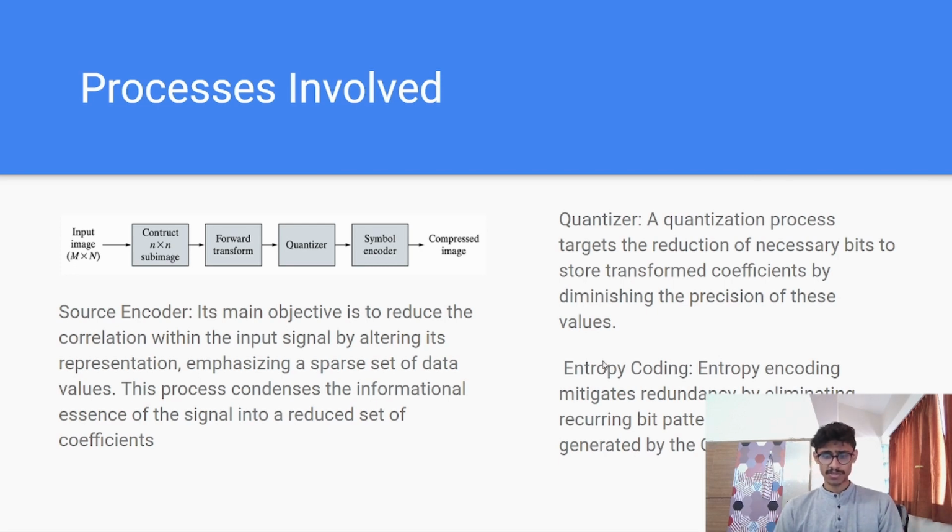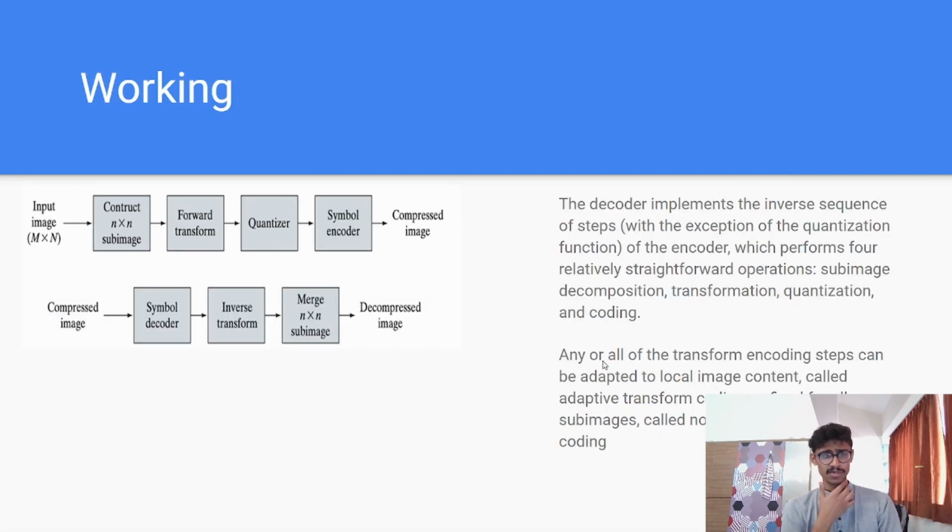So yeah, that was the process. Now let's see the working. After the compressed image is created, the decoder implements the inverse sequence of steps of the encoder, which performs four relatively straightforward operations: sub-image decomposition, transformation, quantization, and coding. Any or all of the transformation encoding steps can be adapted to local image content, called adaptive transform coding, or fixed for all subimages, called non-adaptive transform coding.